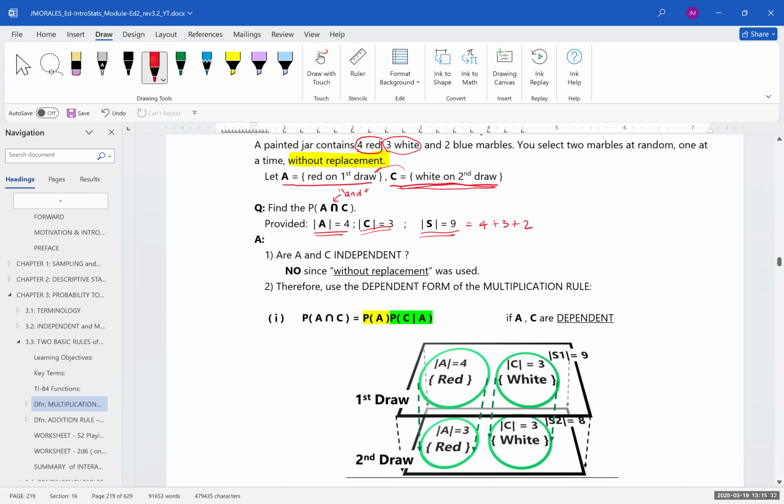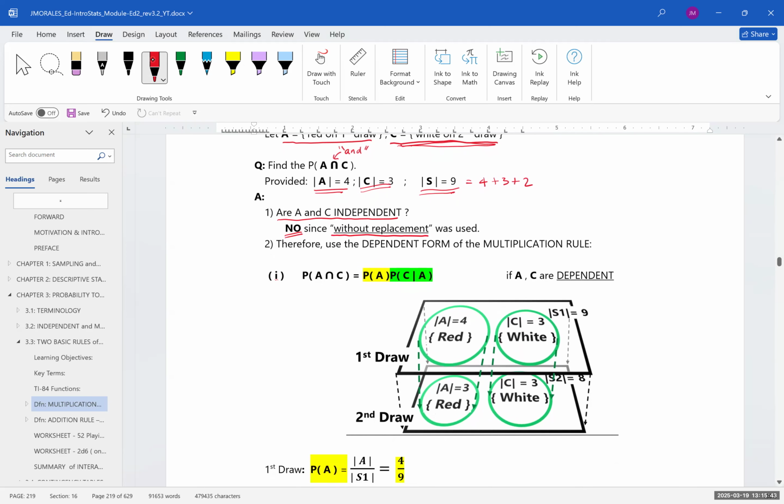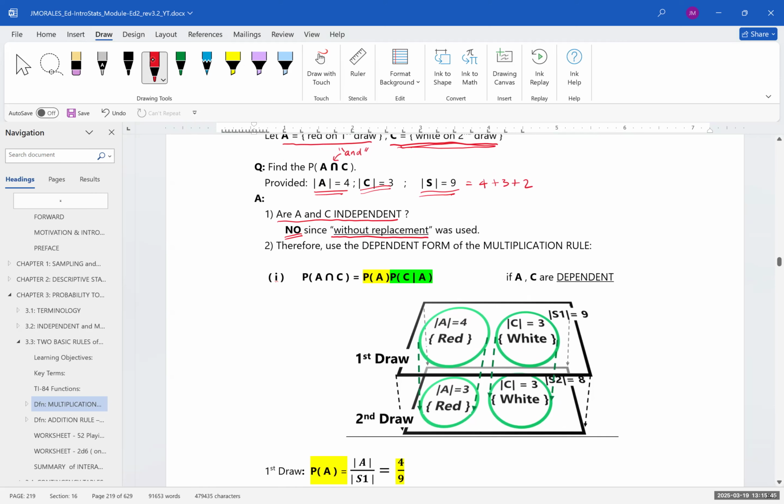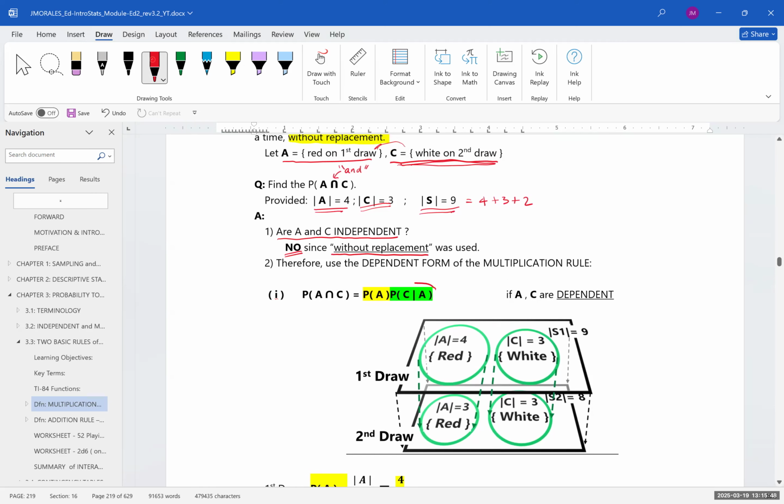So here's our answer. So part one, are A and C independent? No, since we're dealing with without replacement being used. Therefore we have to use the dependent form of our multiplication rule. But how we apply this given probability is not going to be in the way that we would define it like this. Instead, let's imagine this in a common sense way, but also in a very structured way.